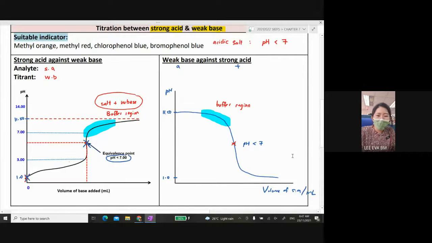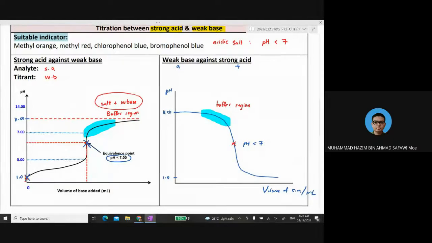So are you clear until this point? Yes. You can follow and take notes.